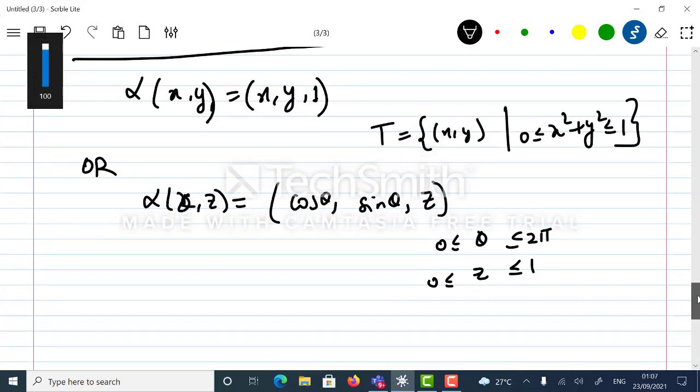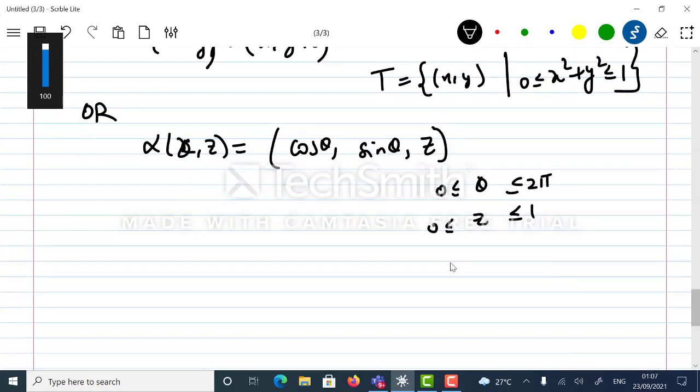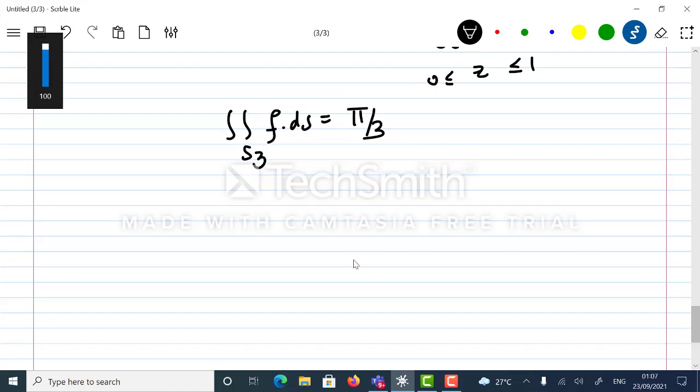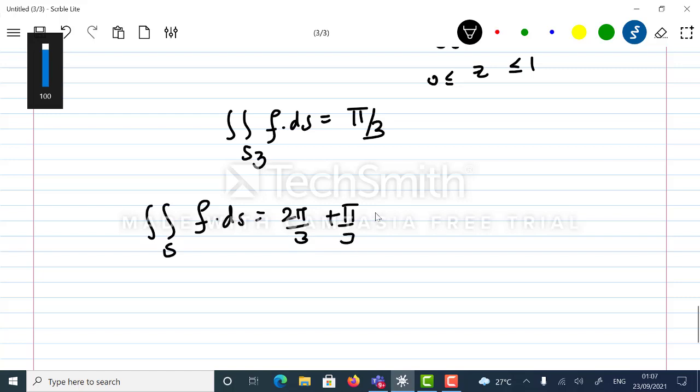Okay, so this surface S3 will give you the integral value of S3 F dot ds, that will give you the answer pi by 3. So the final answer is you have to club all these surface integrals: F ds is equal to 2 pi by 3 plus pi by 3 plus 0. So it is pi basically, right?